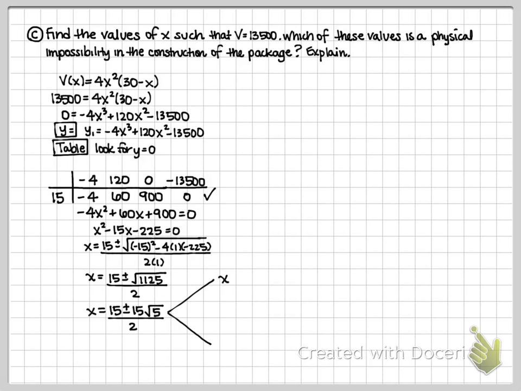So the plus part's not an issue. Remember that the x represents a dimension. So if I were to add those together, I'm going to get a positive number. So this is good. But the other one, not so much. If I were to subtract these two, I am going to get a negative number. Since this is a negative number, this is not going to work. Negative numbers, you can't have a dimension that's negative.